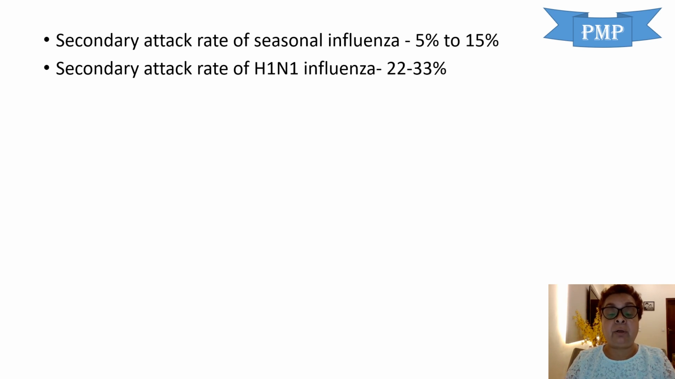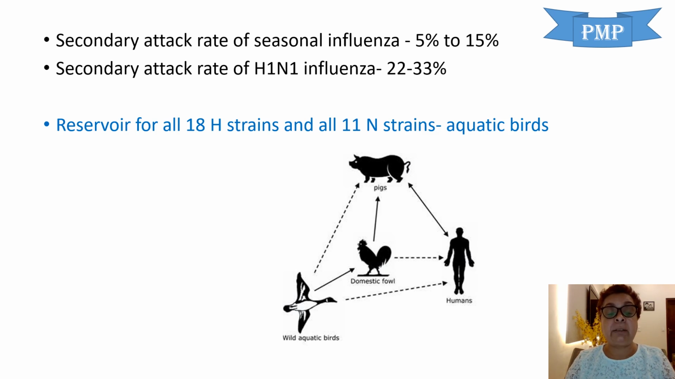Now you must be remembering there are H subtypes and N subtypes of influenza A, and reservoir for all the 18 H subtypes and all 11 N subtypes of influenza A virus is the aquatic birds. They can harbor all subtypes of influenza A strains, right? And from these birds, the infection can transmit to the pigs, to the hens, as well as to humans.